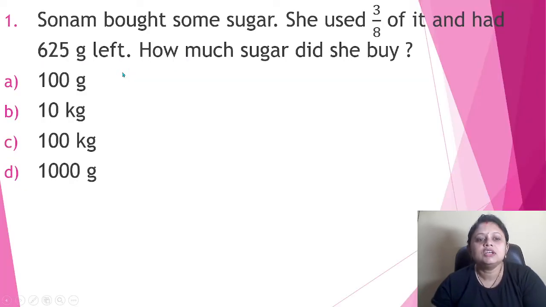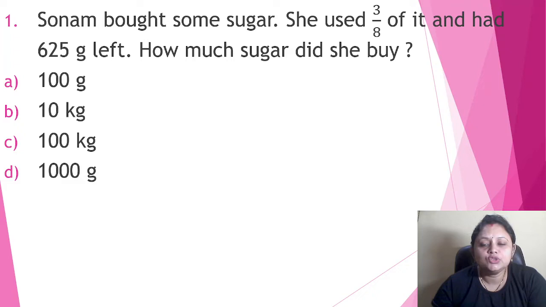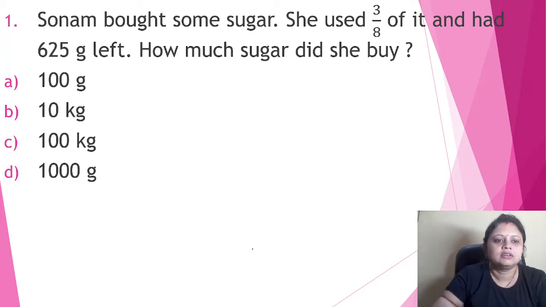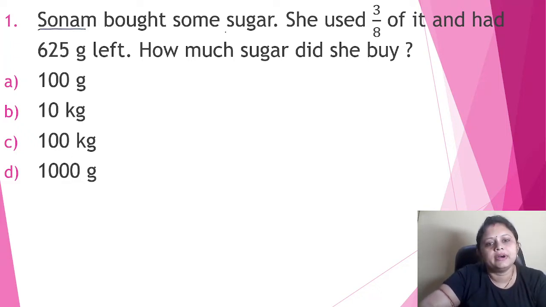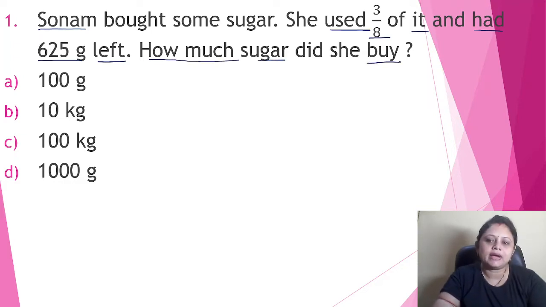Our first question: Sonam bought some sugar. She used 3 by 8 of it and had 625 gram left. How much sugar did she buy? Option A 100 gram, B 10 kg, C 100 kg, D 1000 gram. So in the question it is asked that Sonam bought some sugar, she used 3 by 8 of it, and had 625 gram left. So how much sugar did she buy?